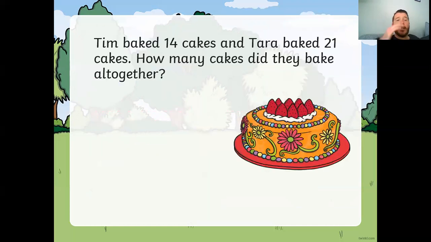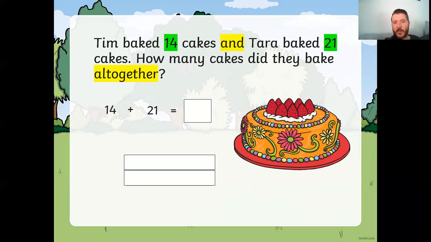Okay. So now some other problems. Let's have a look at these, see if we can solve them. Tim baked 14 cakes and Tara baked 21 cakes. How many cakes did they bake altogether? There's the important information, the numbers, and the words all together that lets us know that we are, that's right, we're adding. So 14 add 21 equals something. Use our bar model.